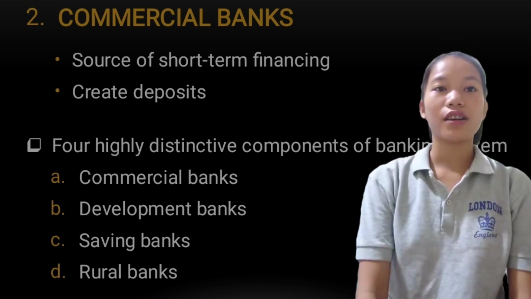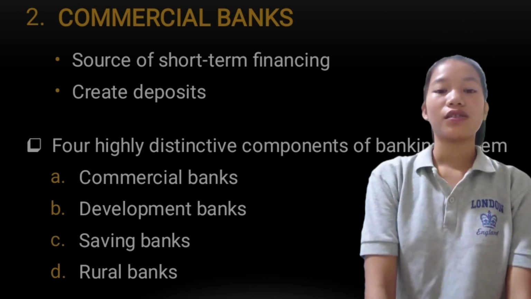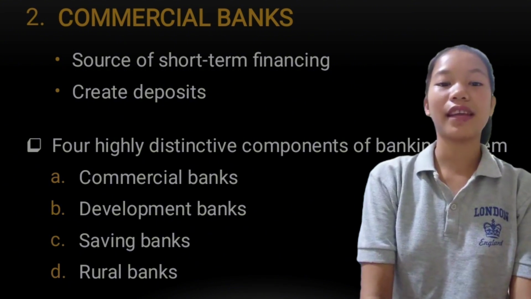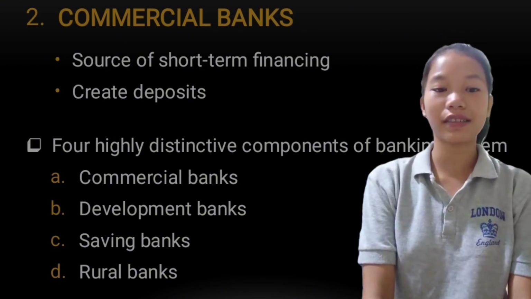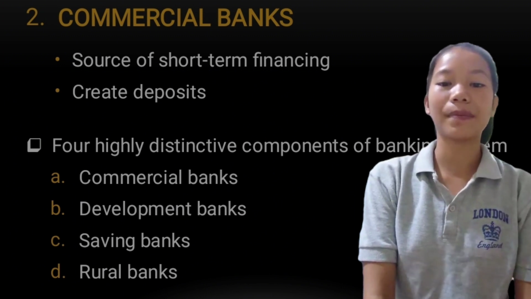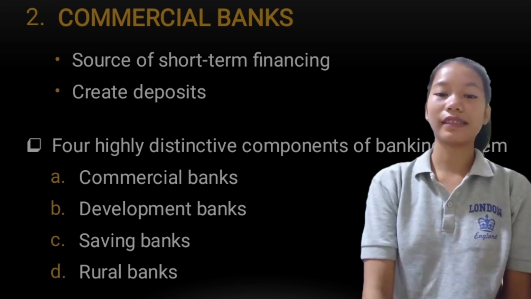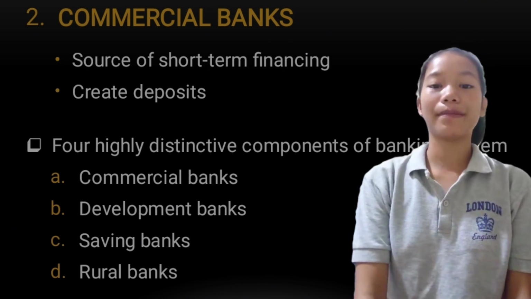So, there are 4 distinctive components of the banking system. So, first, commercial bank, then next, the development bank, then third, the savings banks, and last, the rural bank. So, commercial banks, I already discussed. Then, let's move on to development bank.